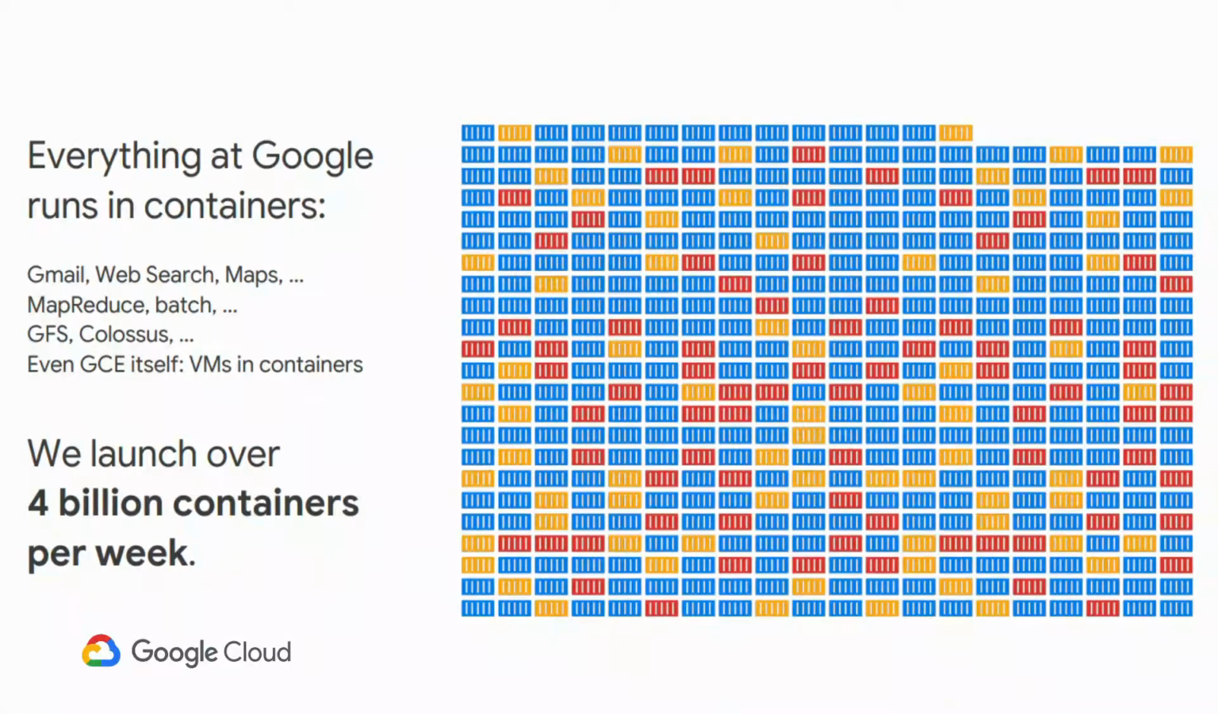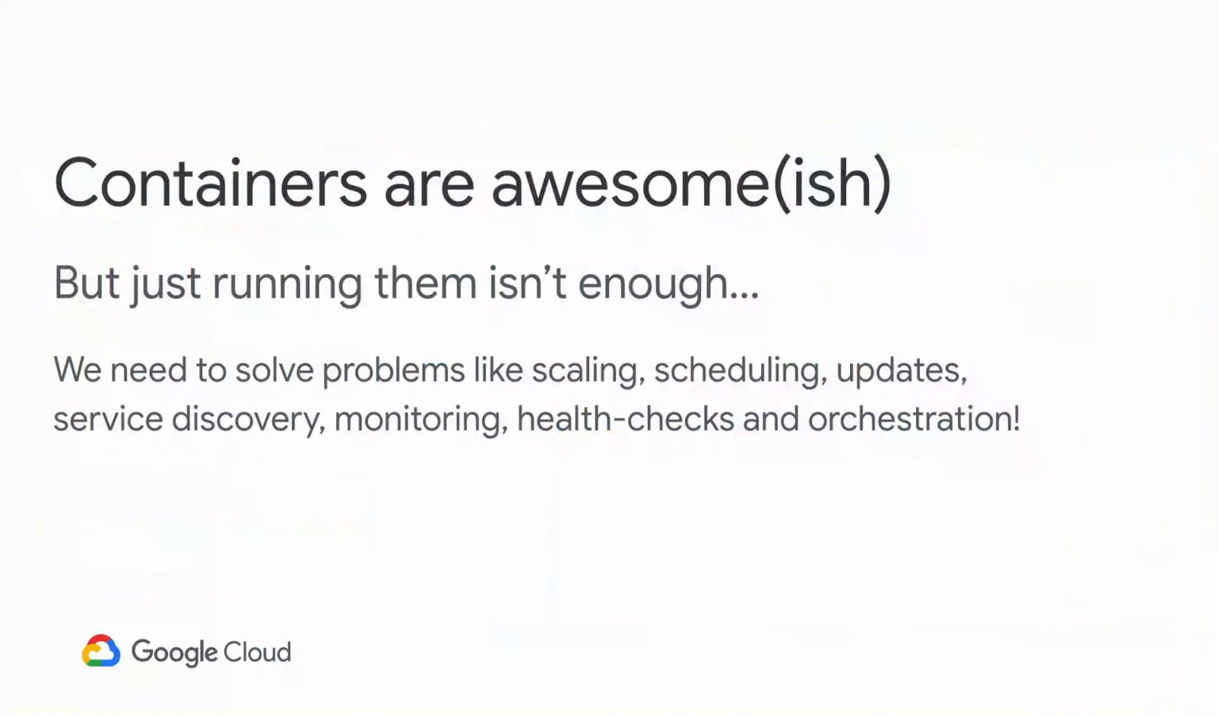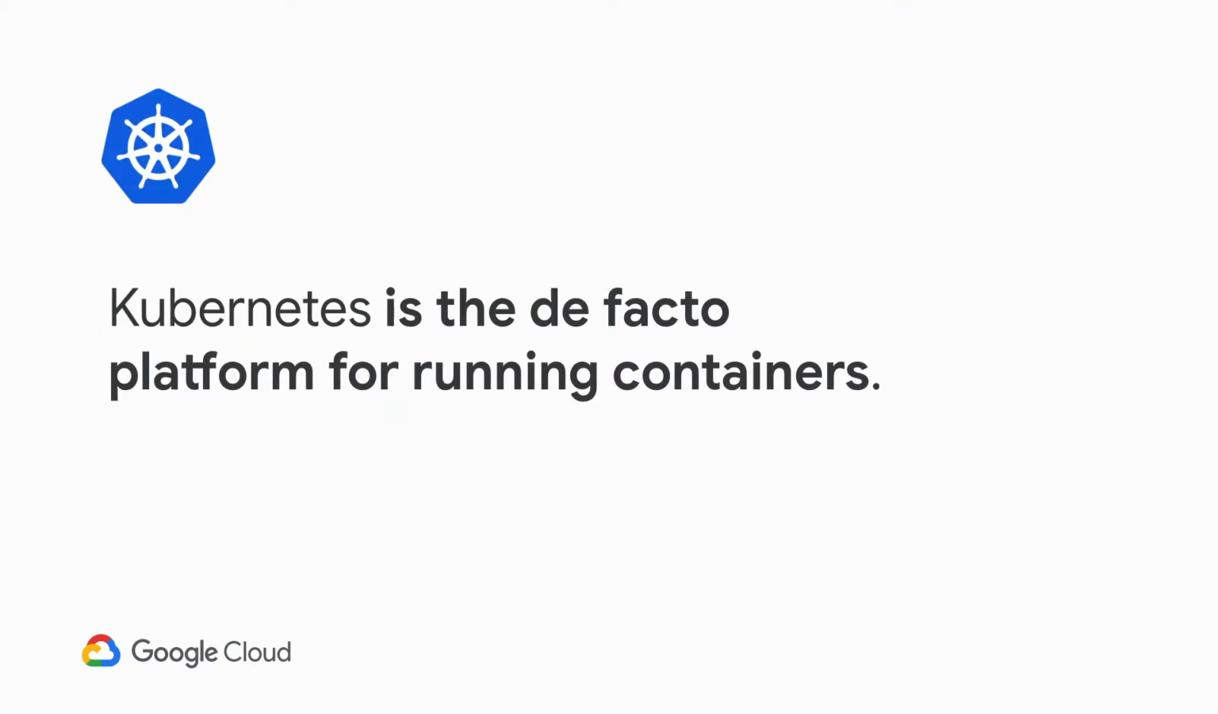So we launch 4 billion containers every week, and we know a thing or two about containers. So just containers alone are not enough, because we need to solve problems like scaling, we need to solve orchestration, health checks, monitoring, and a whole bunch of other things before we can actually use containers as a viable application platform. So how do we do that? And we have Kubernetes. Kubernetes is the platform to orchestrate and run containers.